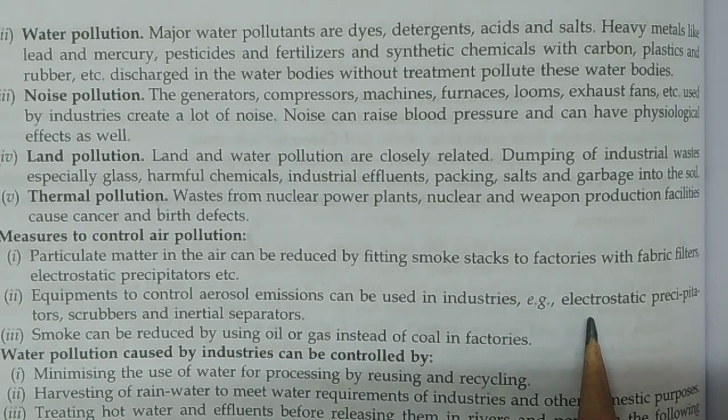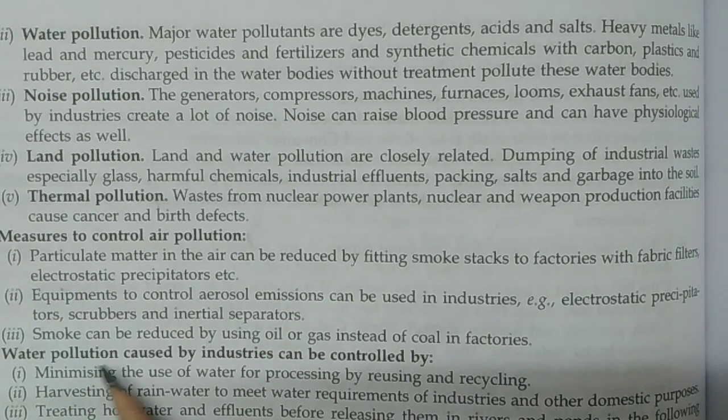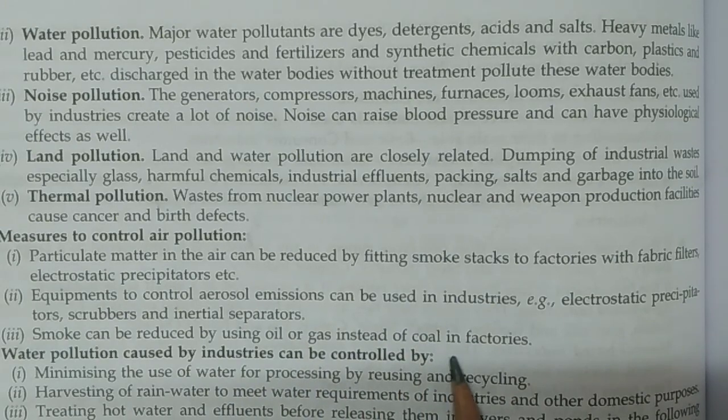For example, electrostatic precipitators, scrubbers, and inertial separators. Third, smoke can be reduced by using oil or gas instead of coal in factories.